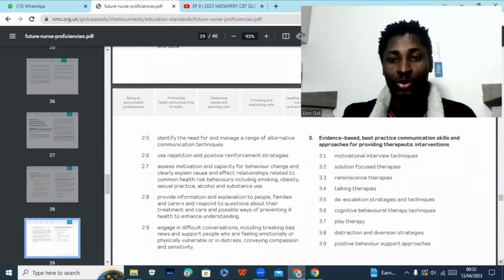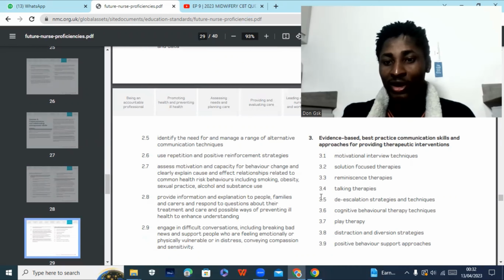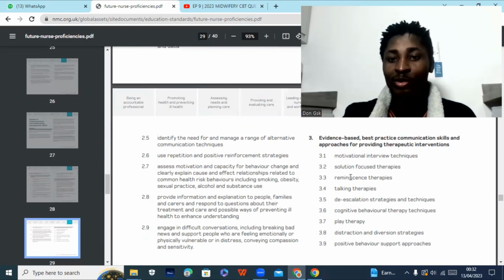If you look at 3, that is another area where you see where the major deal is. We have something about motivational interview techniques, solution-focused therapies, reminiscence therapies. Reminiscence therapies has been coming a lot. That is used for people with dementia. De-escalation strategies and techniques, it has been coming. Cognitive behavioral therapy technique has been coming.